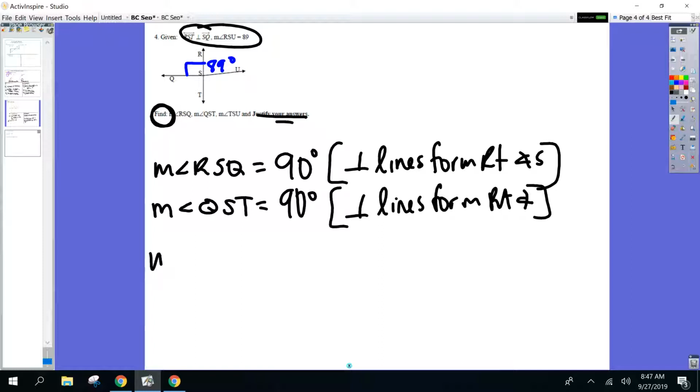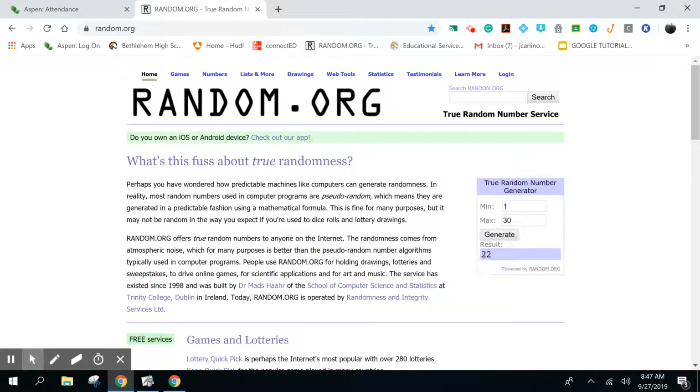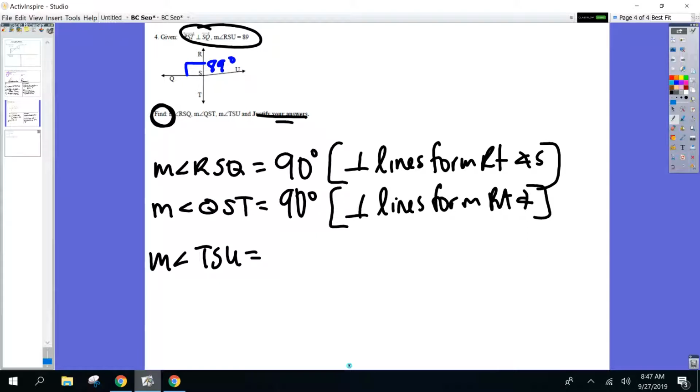And finally, what about the measure of angle TSU? TSU. 22. 91 degrees. All right, that's a little interesting. Correct. Why 91? RSU is 89, you mean? Okay.